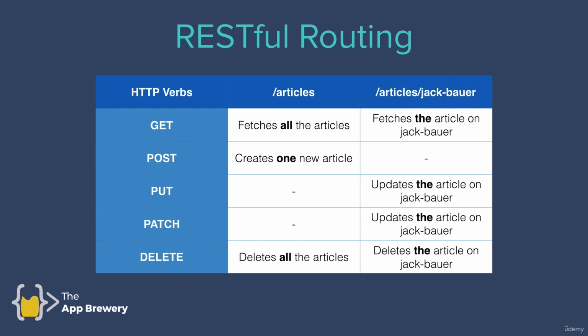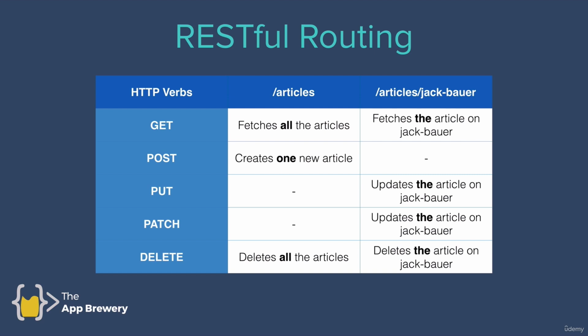But RESTful routing also has rules for individual resources. So within all of the articles, we will have specific articles, right? Say we had an article on Jack Bauer, then if the client was targeting /articles/Jack Bauer, then if they made a GET request, that would fetch the specific article on Jack Bauer from our database. And you can also use PUT and PATCH to update that specific article on Jack Bauer, and you can delete the specific article as well.